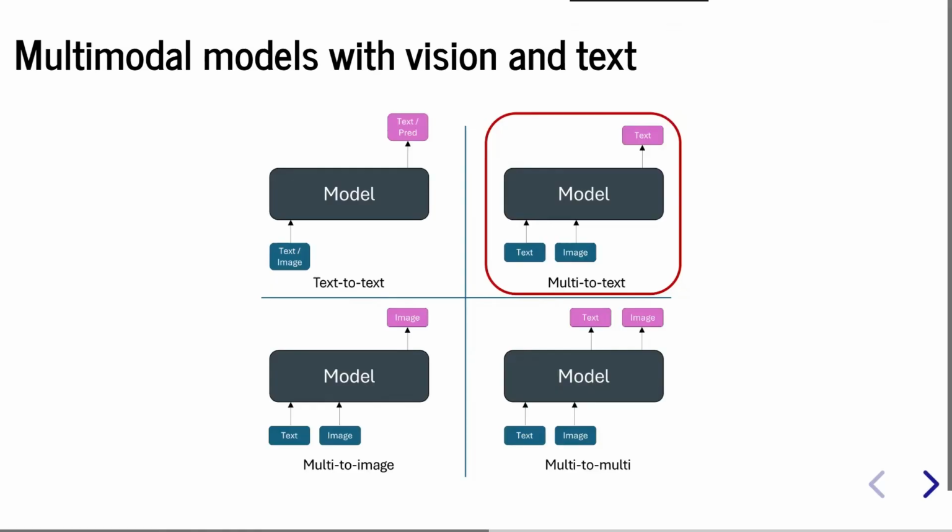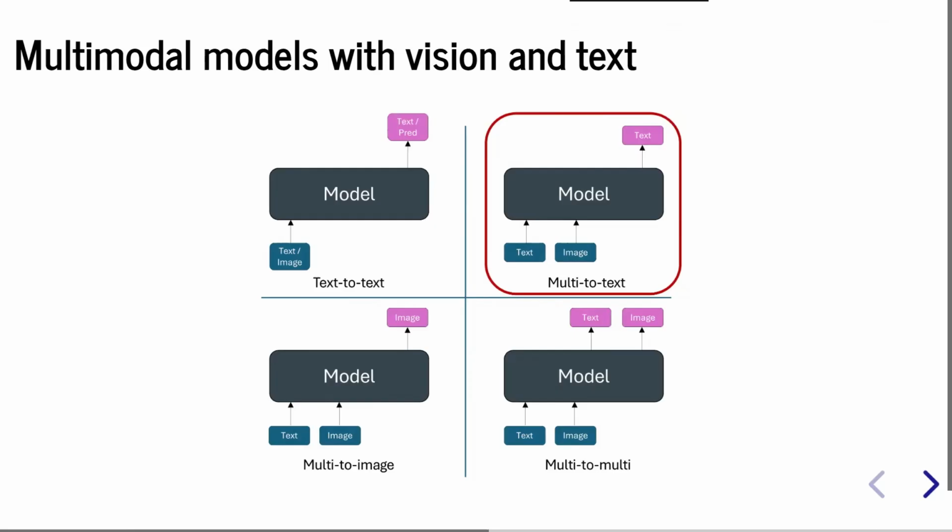the multi-to-image model, where we always provide an input, a text and an image, but then the model, instead of generating only some text, actually generates an image. And these are usually generative-based or diffusion-based models. And finally, we have the multi-to-multi models, where the input is always a combination of text and image, and the output is both the text and the image.